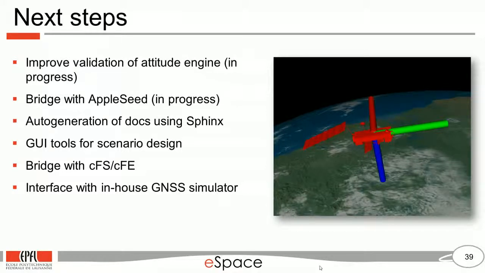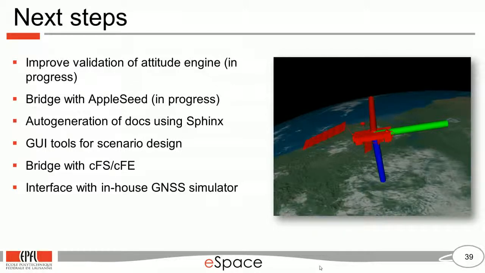Documentation is never good enough, and there's always a way to improve it. So here we want to try auto-generation using Sphinx. You also saw that we need to redefine everything manually using text files. One way to improve this would be to have a GUI tool that allows very easy design of a mission.